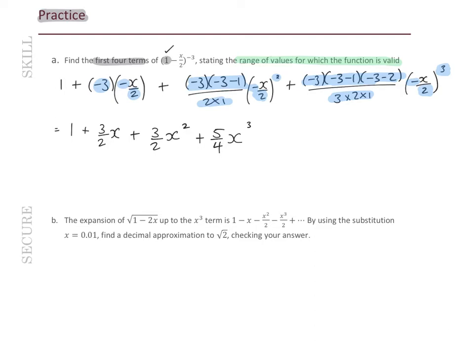Now the validity is what we've done for the expansion, so we expanded this, so minus x over 2 is less than 1. So the minus sign we can remove because it's a modulus, so x has to be less than 2. And that is your validity there.